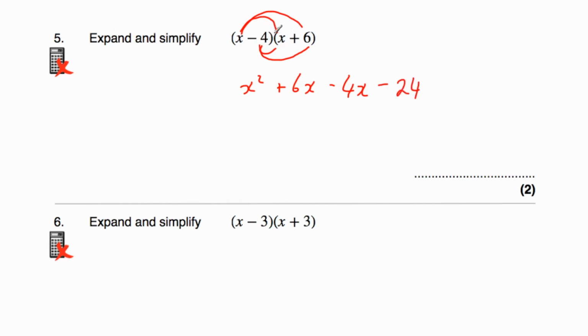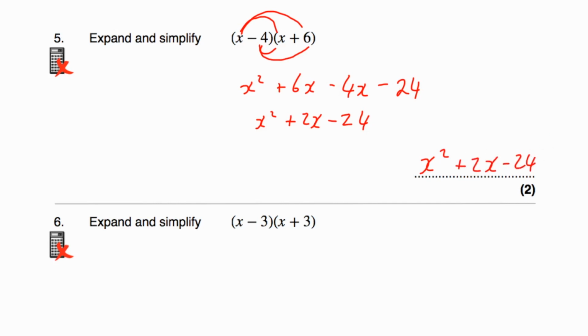So minus 4 times 6 is minus 24. Now let's simplify our terms in the middle. We've got 6x, take away 4x, well, that would be 2x. So that would be x squared plus 2x minus 24. And let's write that in, x squared plus 2x minus 24.